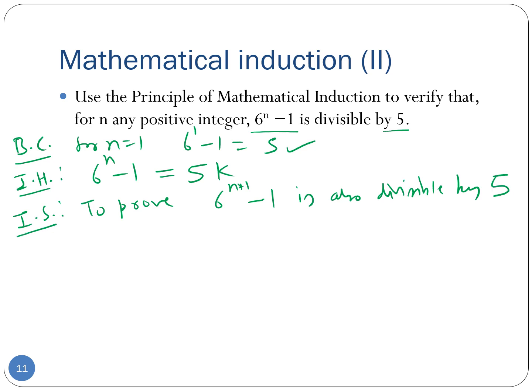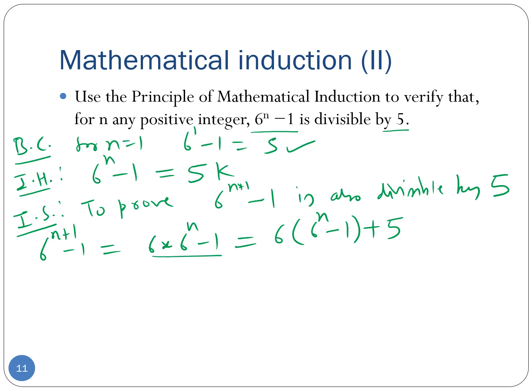Okay, so 6 to the power n plus 1 minus 1 can be written as 6 times 6 to the power n minus 1, taking 6 common out, and then when we open this bracket we get minus 6. So to restore the balance as in the previous step here, we have to add a 5 here.